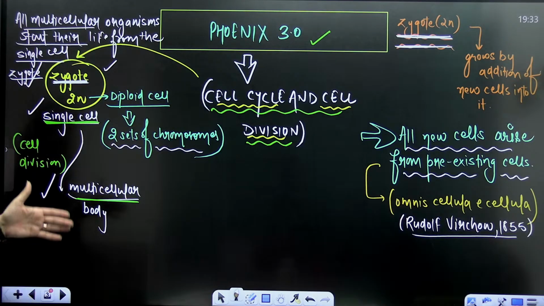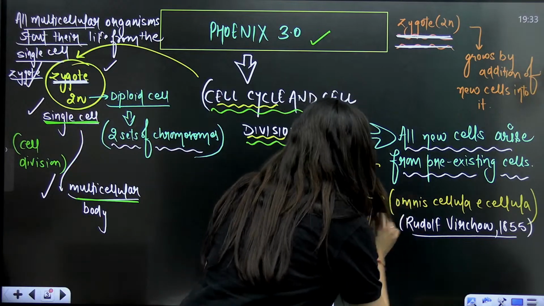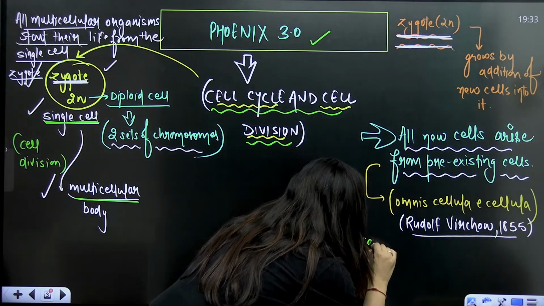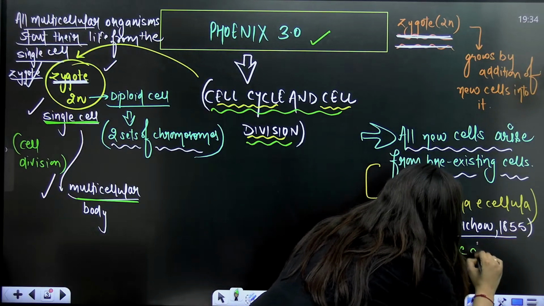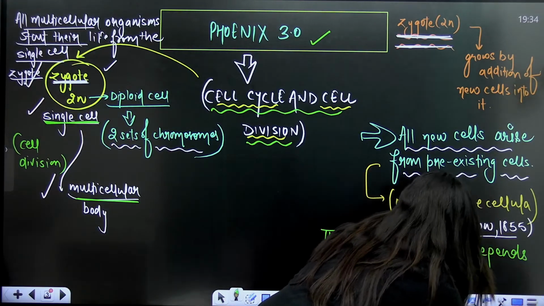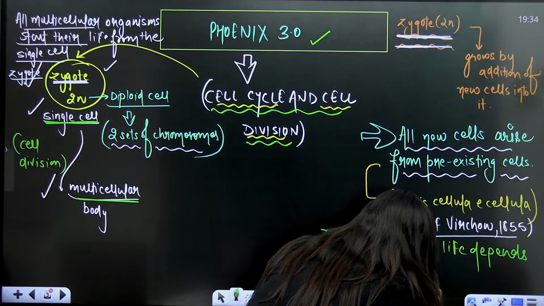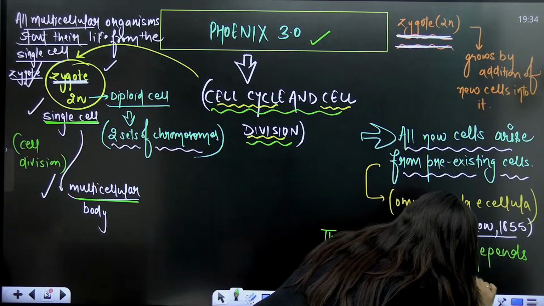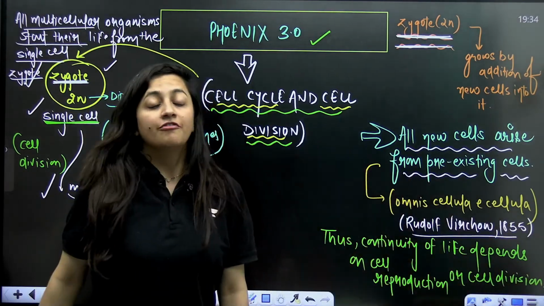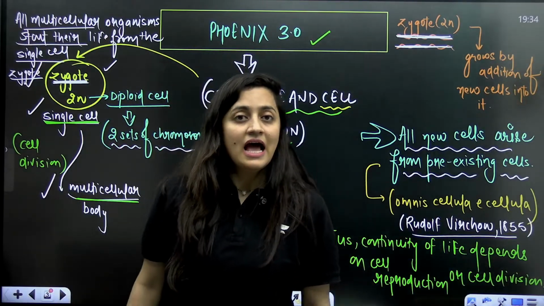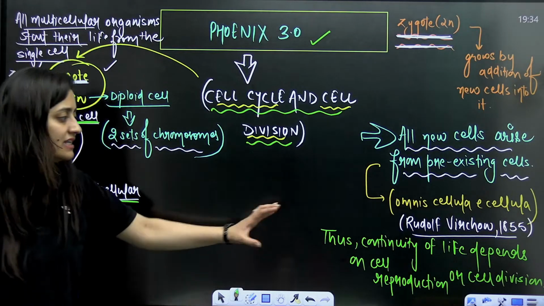Thus, this continuity of life depends upon cell reproduction or cell division. So students, when you talk about the division of a single cell, it is reproduction. Reproduction at the cellular level is basically cell division.